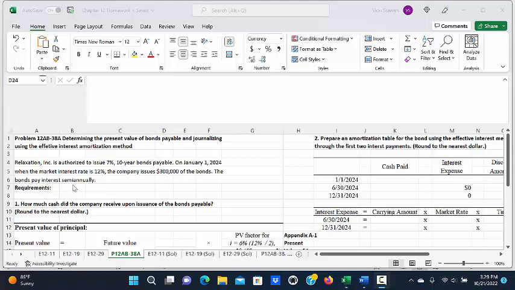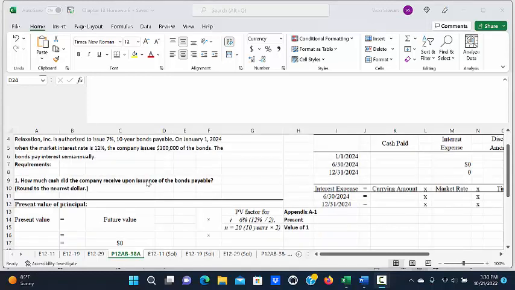In the requirements, it asks us first to determine how much cash the company received upon issuance of the bonds payable. So Relaxation Inc. is issuing bonds that pay interest at 7%. However, at the time that the bonds are issued, the market rate is 12%. So that means that the company is not going to receive the full face value of $300,000 for the bonds. They will be issued at a discount so that the bondholders will effectively earn 12% on these bonds.